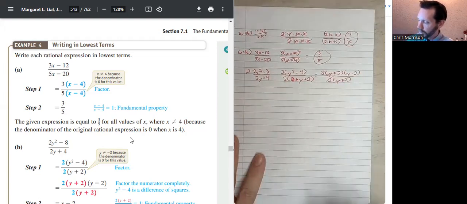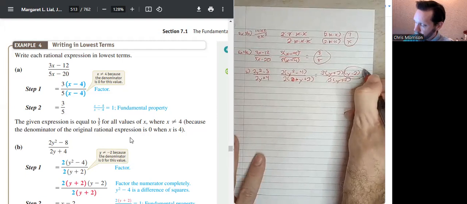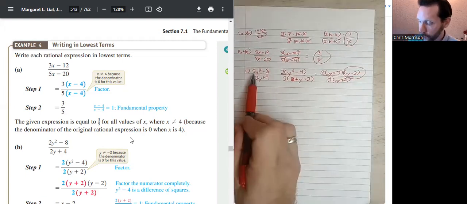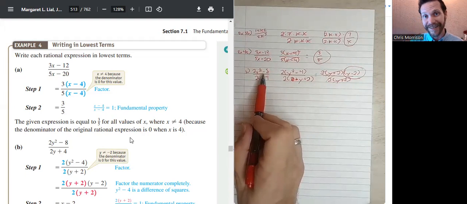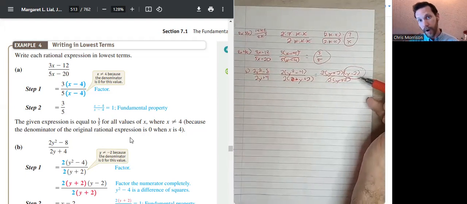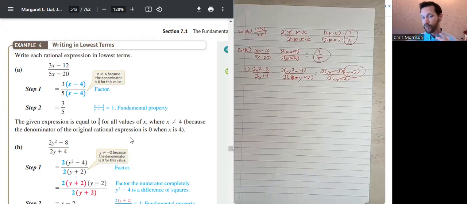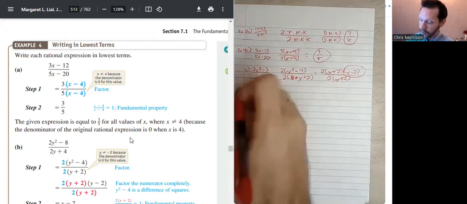The y plus 2's cancel out, and this y plus 2 is all that's left. And that's my answer. So (2y squared minus 8) divided by (2y plus 4) is just going to reduce to y minus 2. That's going to be our answer. Again, what am I doing? I'm just factoring out, writing these as simple as I can, crossing out what's in common.